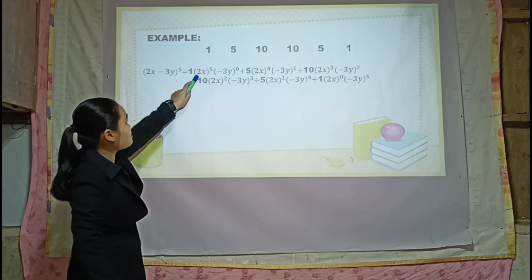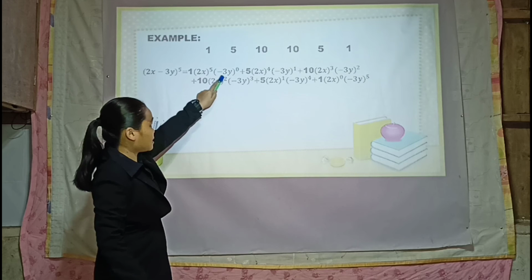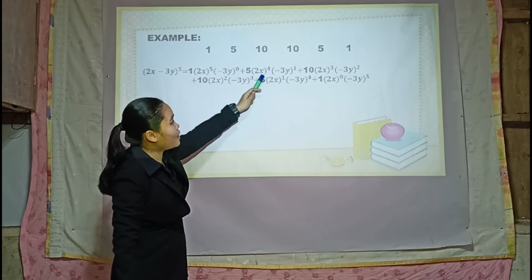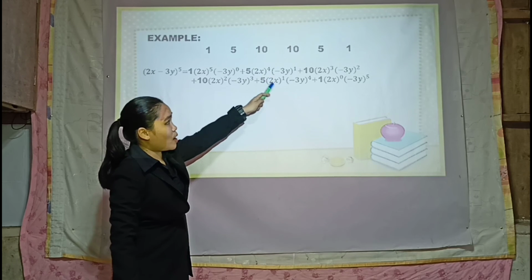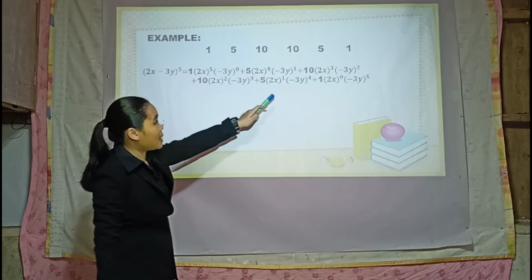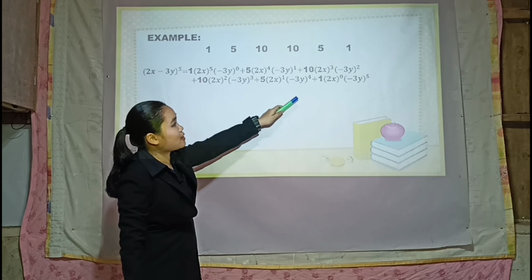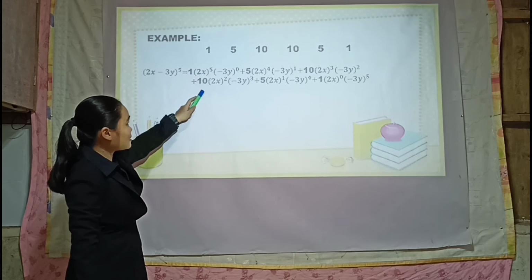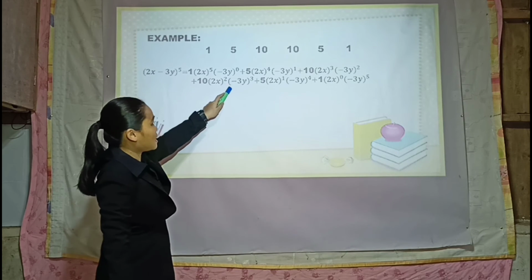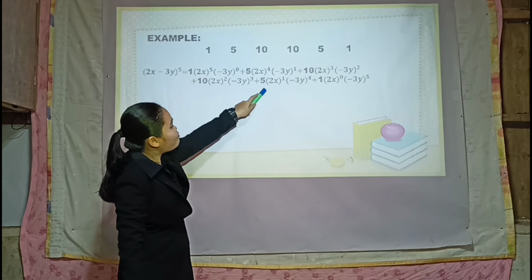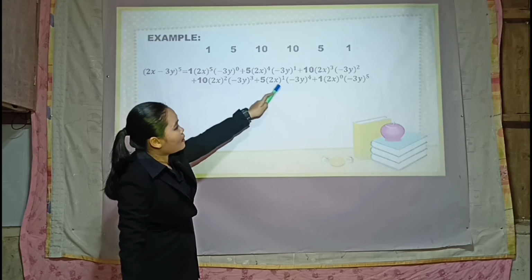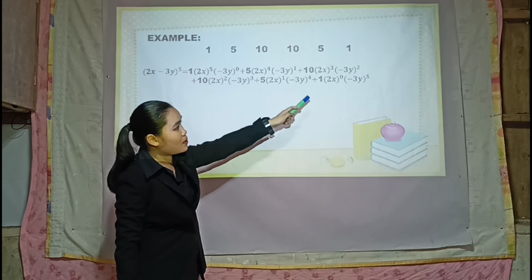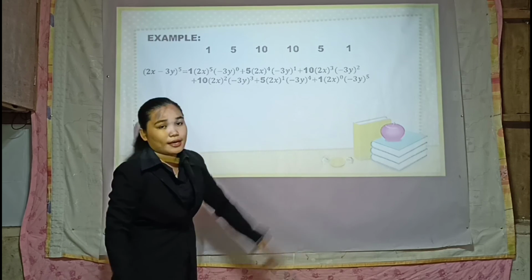So, first, we have to distribute the a, which is 2x, and the b, which is negative 3y, to our coefficients. So, we have 1 times 2x raised to 5 times negative 3y raised to 0 plus 5 times 2x raised to 4 times negative 3y raised to 1 plus 10 times 2x cubed times negative 3y squared plus 10 times 2x squared times negative 3y cubed plus 5 times 2x raised to 1 times negative 3y raised to 4 plus 1 times 2x raised to 0 times negative 3y raised to 5.